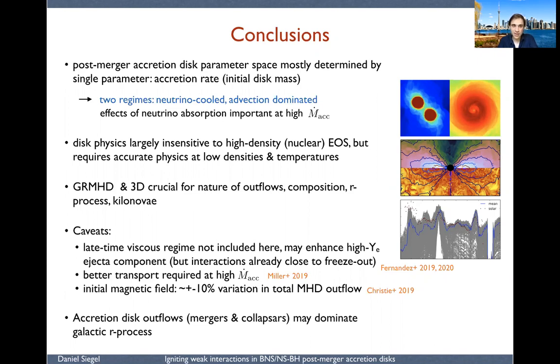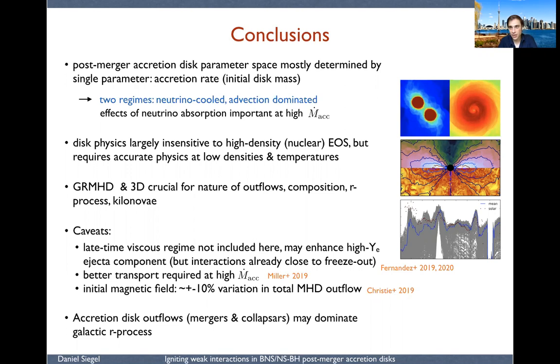There are caveats here, obviously. So we didn't include viscous, the late time viscous regime that may enhance the YE distribution somewhat. But at the time that we end these simulations at a few hundred milliseconds, typically most of these accretion disks have already frozen out in terms of weak interactions. And so YE will not be changed dramatically over the second half of their evolution. So at least to some degree, the YE distribution should be representative. At higher M dot, which we are not focusing on here, you'd need a better neutrino transport, and that's clearly something that needs to be looked at in more detail in the future.